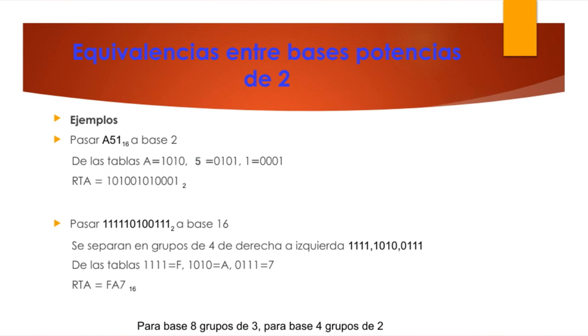Next, converting 111,110,100,100,111 in base 2 to base 16. We group the digits in sets of 4, from right to left: 1111, 1010, and 0111. Each group corresponds to a hex digit: F, A, and 7. So the answer is FA7 in base 16. For base 8, we group in 3s, and for base 4 in 2s. This works because these bases are powers of 2, making the conversions straightforward.